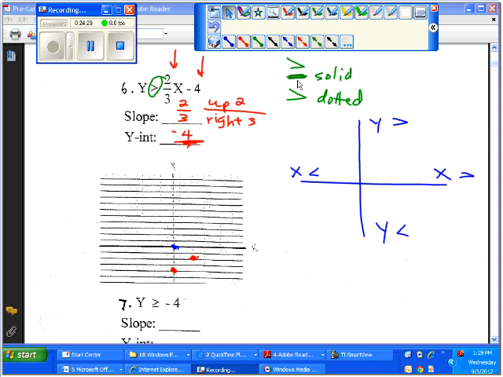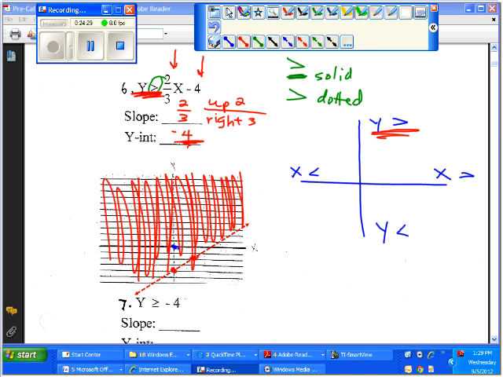Now, my inequality symbol does not have the equal mark, which tells me that the line is dotted. It does not have the equal mark, therefore it's dotted. So I need a dotted line going through those points. I'll draw the best I can here. Okay. And then I've got to deal with the shade. Now, it says y is bigger. Which direction does y get bigger? Up. So I shade from the line up. Any questions on number 6?